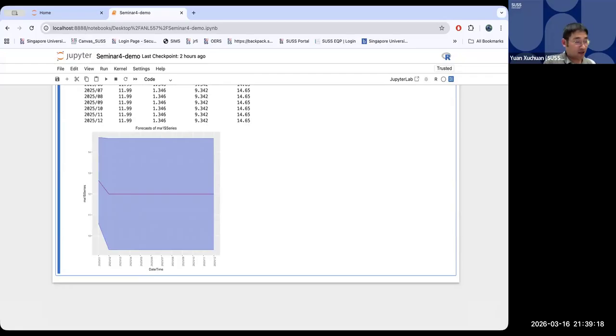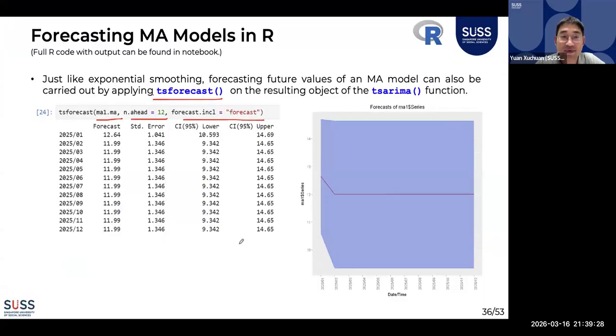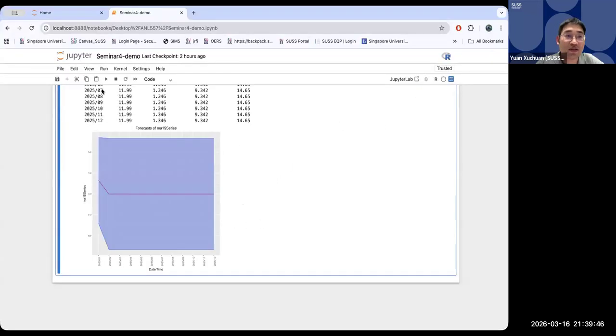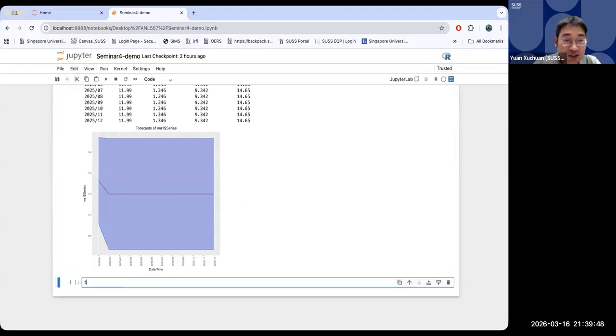Let's go back. All right, so calculate the 12 months forecast series in MA2 and generate the plot. It's quite straightforward. So let me do it: TS forecast, the MA2 model.